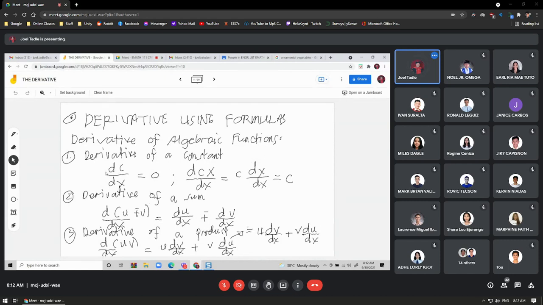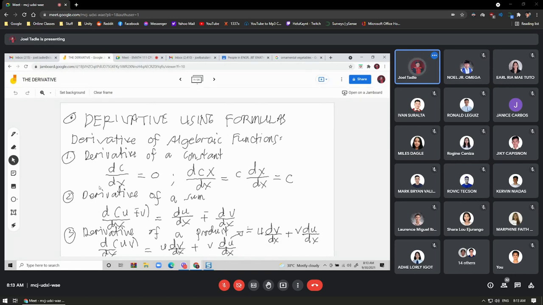So if we have a constant c, then we are going to differentiate it with respect to x. The answer is 0. So any constant, derivative of 100, derivative of 25, and so on.